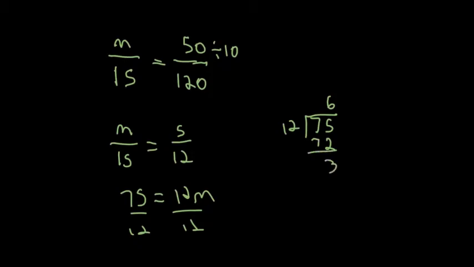Subtract, I get 3. And we'll go ahead and make this a decimal. So bring that 0 down. So 12 goes into 30 twice, which is 24. Subtract, I get 6. 12 will go into 60 5 times. So m equals 6 and 25 hundredths. If you wrote it as a fraction, it would be 6 1/4.